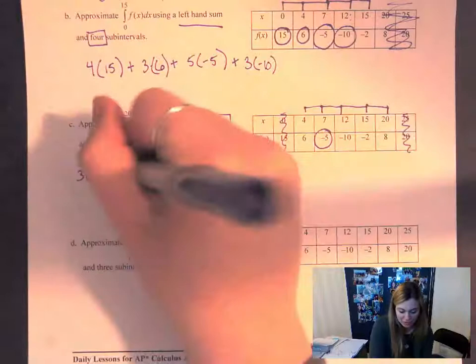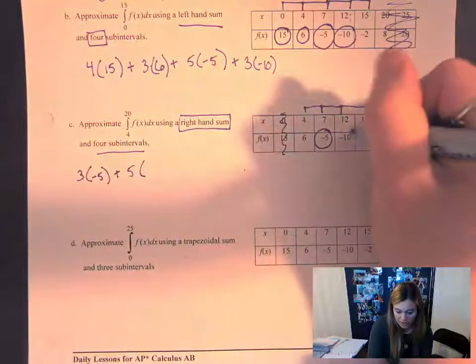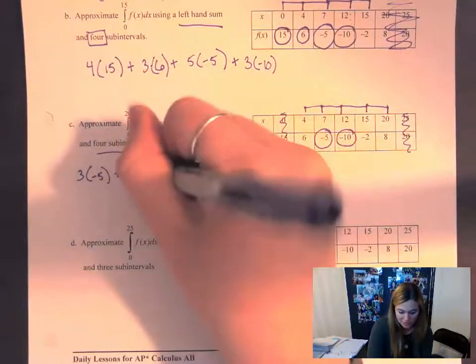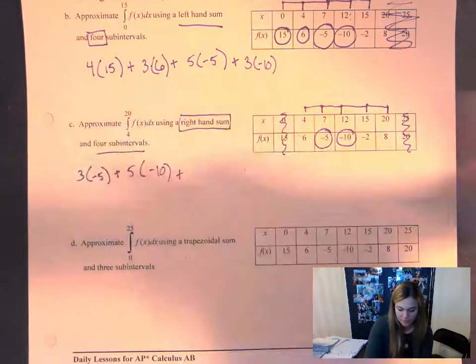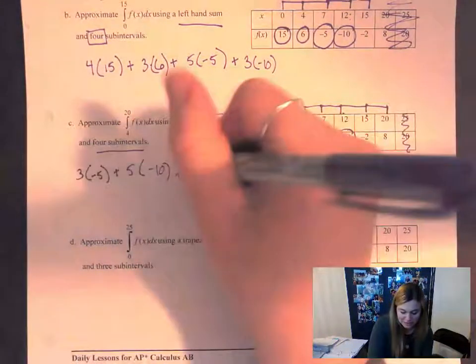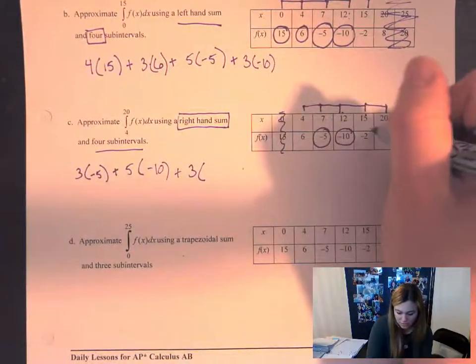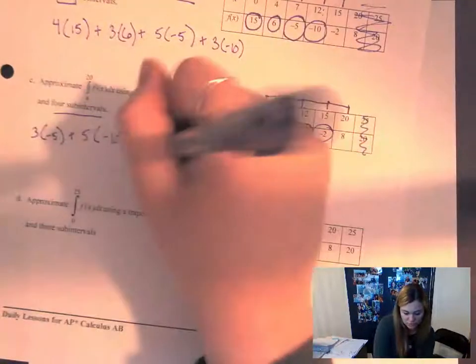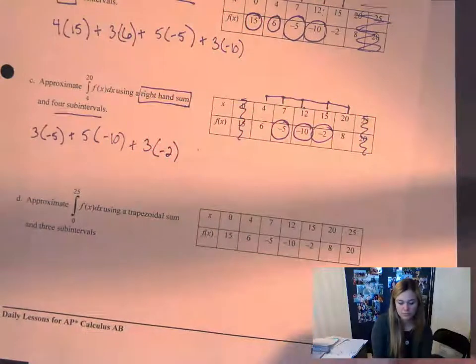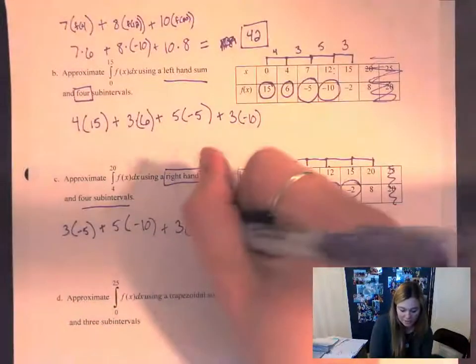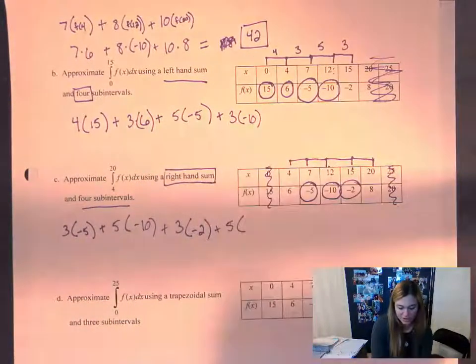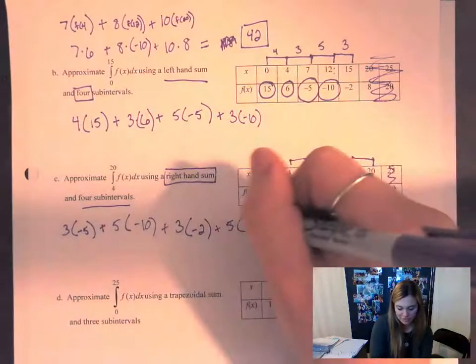Between 7 and 12, on the right would be -10. Between 12 and 15 is 3. On the right would be -2. Between 15 and 20 is 5. That's a change in x value of 5. On the right is 8.